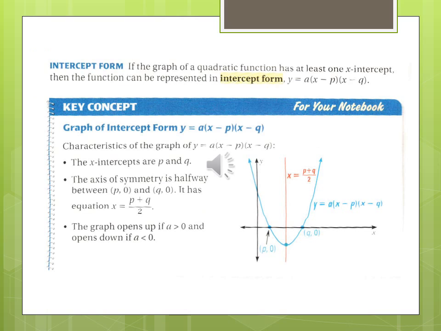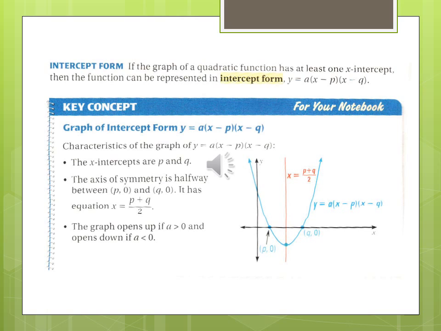If we take a look at the new form, the intercept form, you will see that it's not that much different from the previous forms we've had, except it's written out as a product of factors. We have A still, and it still informs you if the graph is going to have a maximum or a minimum, meaning the parabola opens up or the parabola opens down. And then we have this P and this Q. Now this P and Q represent the x-intercepts.